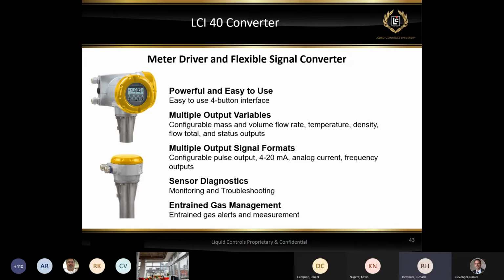So if you're doing some monitoring or troubleshooting, it's good for troubleshooting. In-train gas management, in-train gas alerts and measurement. If there's any in-train gas within the liquid, then it's going to give an alert. The last thing we want to do is measure gas or anything in a liquid. So if it's gas in the liquid, then it's going to give an alert.